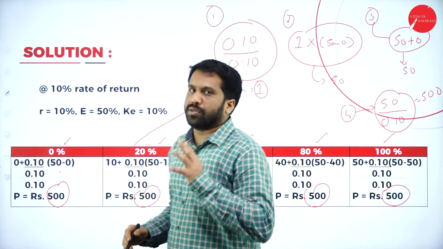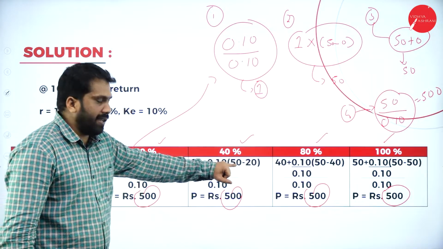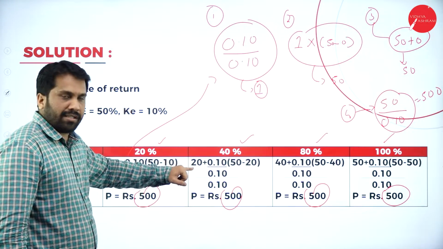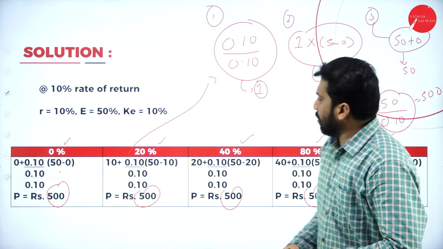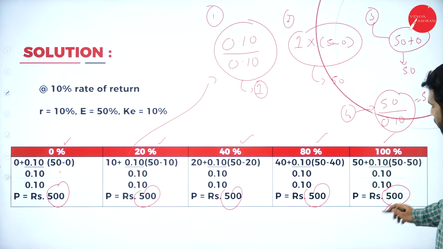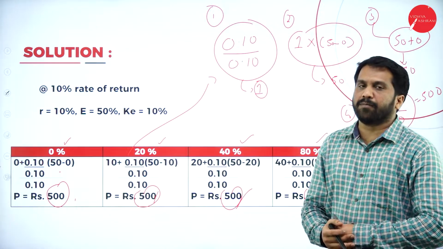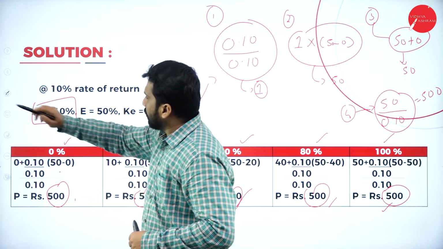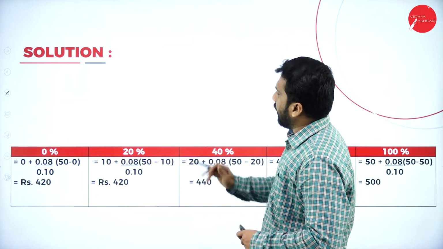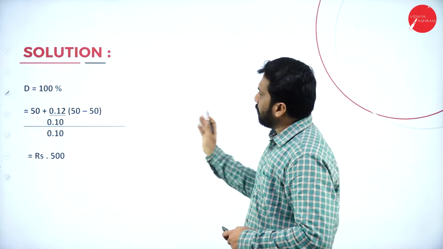Like this, you are supposed to do. Hope you are clear. Your calculation, this divided by this, then multiply with this, then you add with this, then you divide with this. Hope you are clear. Yes. If you go for these things, your dividend payout ratio everywhere, you will get 500. Everywhere you will get 500 rupees. Hope you are clear. And this is all calculation we have done for return 10%. This is all calculation we have done for return 8%, and the previous calculation we have done for return 12%.